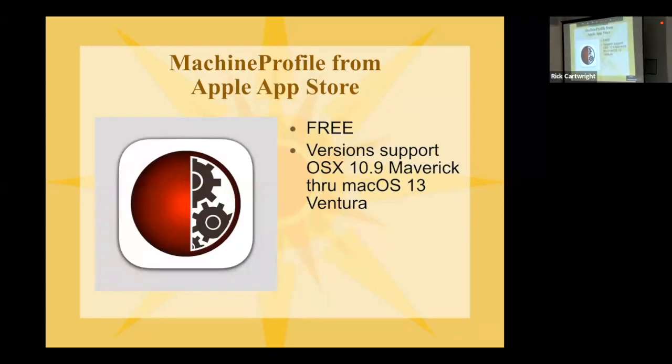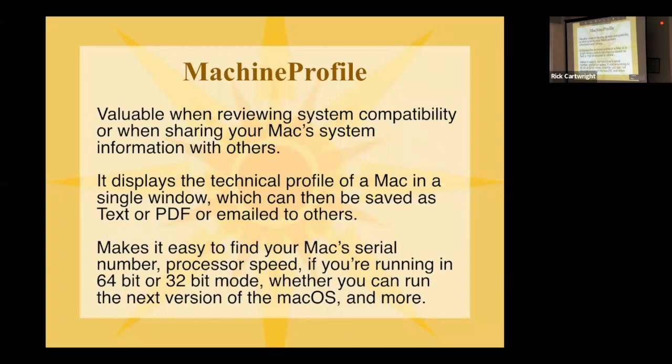Next one, Machine Profile. This is also available from the Apple App Store, and it's only for Mac, and it supports Mac OS 10.9 Mavericks up to Ventura. Okay, what this does, it's a neat little thing. You just launch it on the computer, and it'll show you the technical information about that computer. So in one window, it'll show me the serial number for the Mac, the processor speed, whether you're running in 64 or 32-bit mode, whether you can run the next Mac OS version, the condition of the battery, if it's got a battery, et cetera, all in one little package.